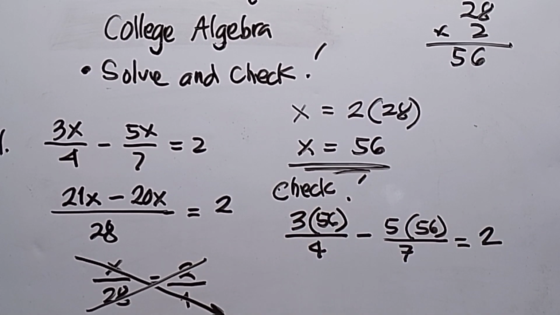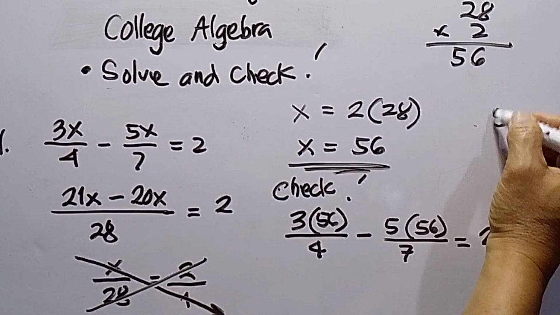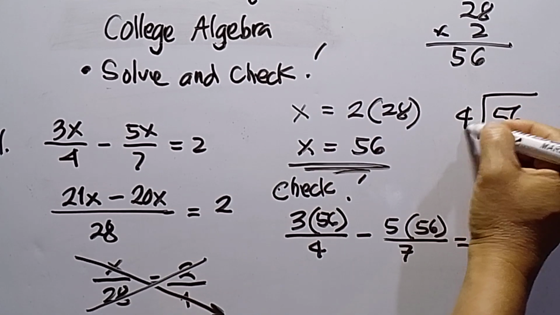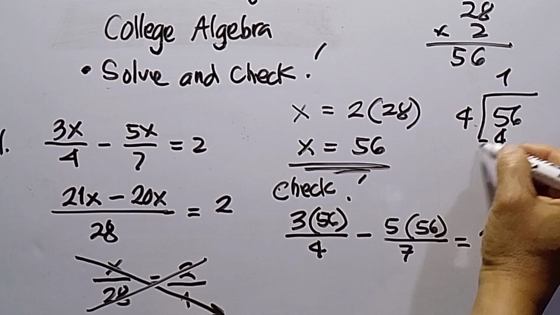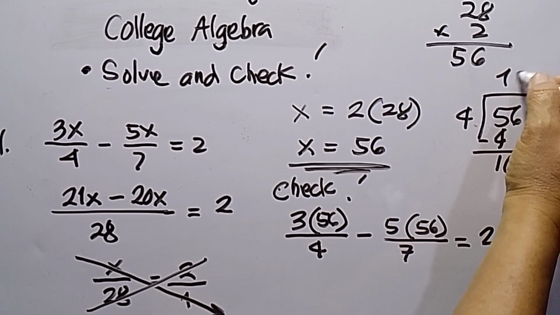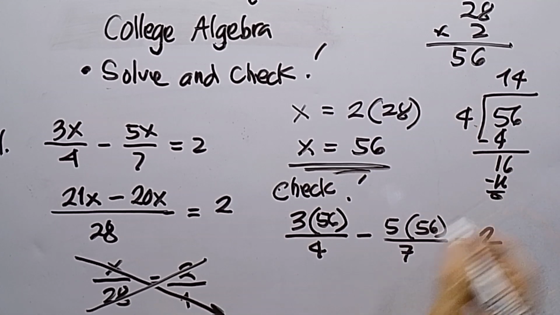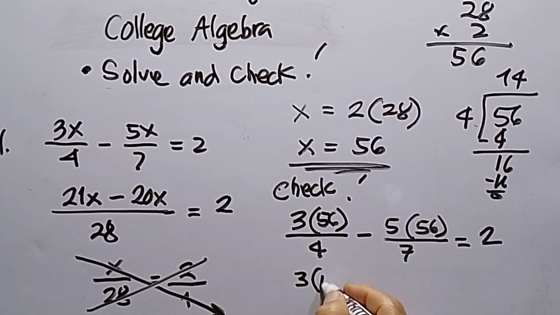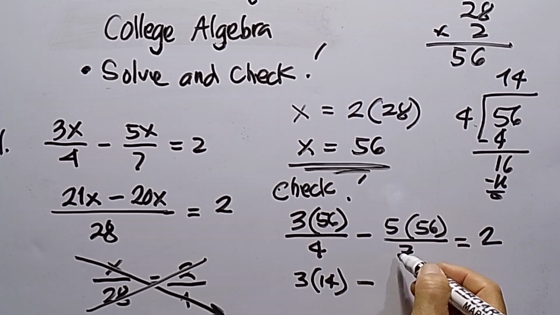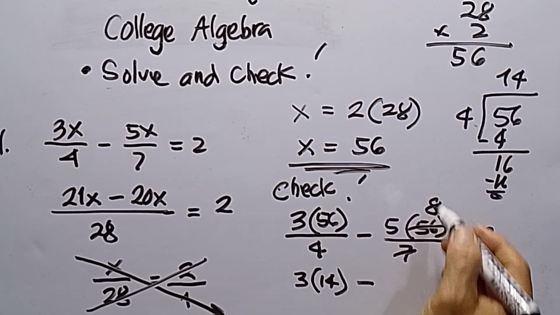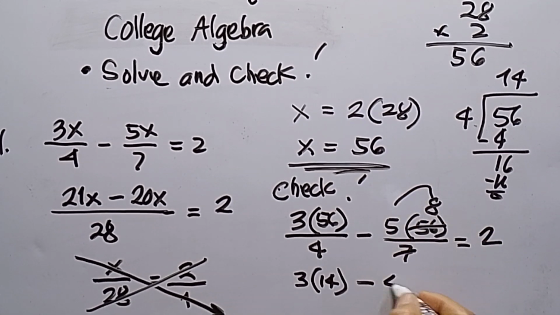I think we can divide 56 by 4. 56 divided by 4, so this is 1, 4, then take away, this will be 16. This is 4, 16, 0. So I have 3 times 14 minus this one, 56 divided by 7, this will be 8. And then 5 times 8, this will be 40, equals 20.